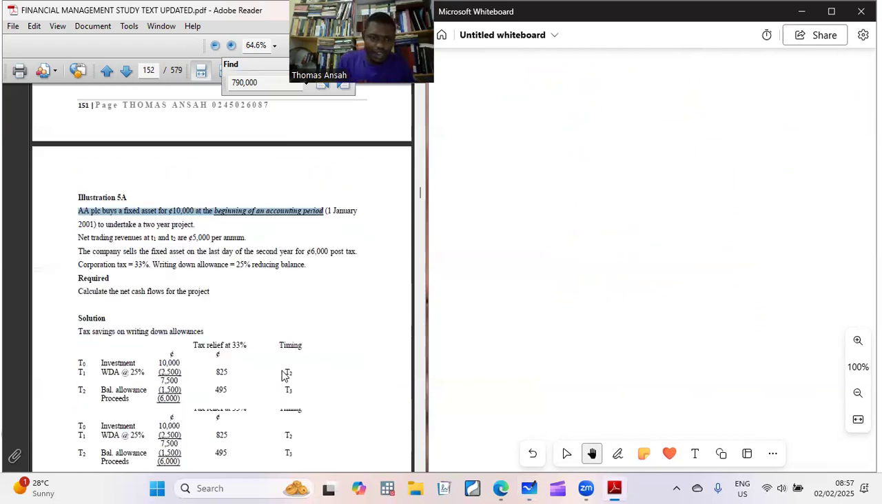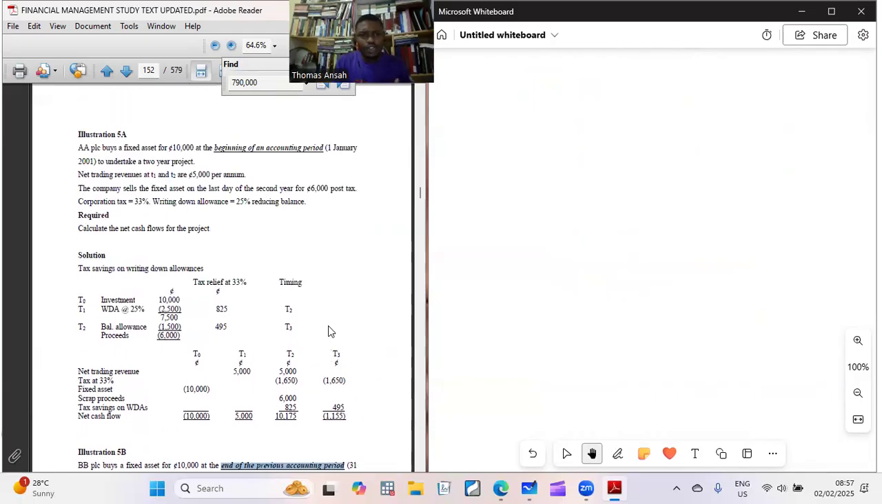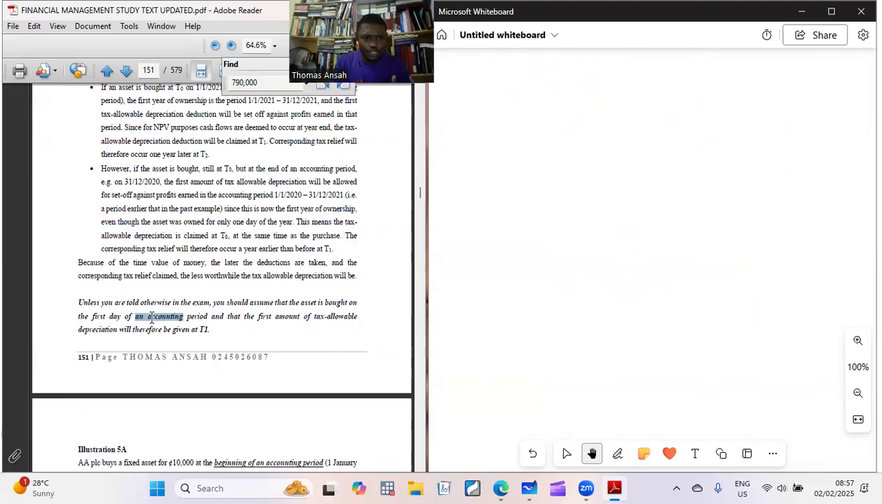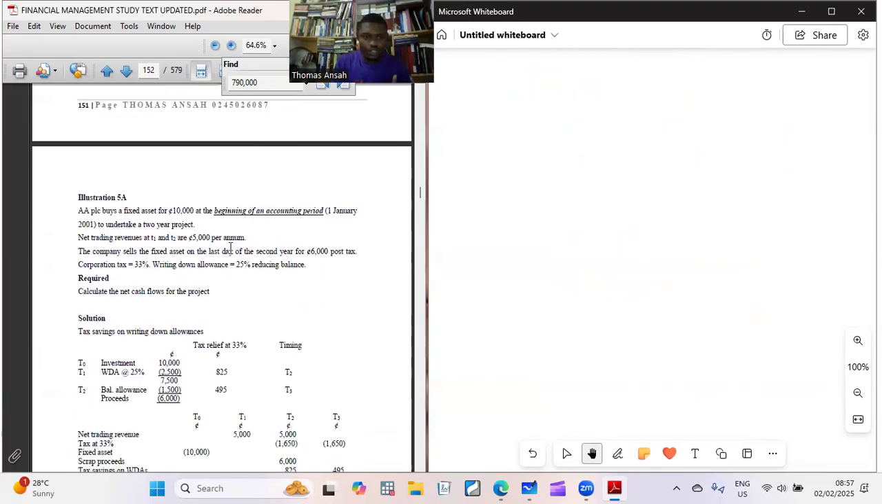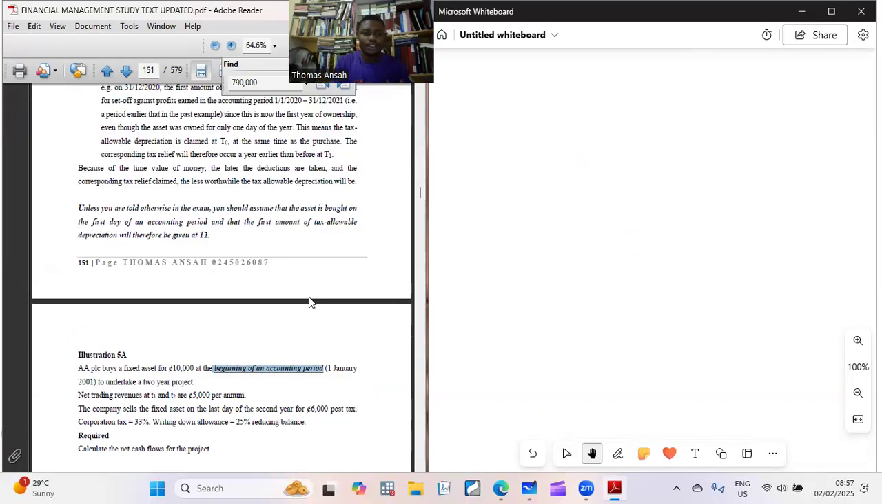You have it clear. But there will be another one: end of previous accounting year. So have you seen that? Whenever you are reading the question, take note of that. If the question is not clear, we are saying assume that it was bought at the first day of the accounting year. So therefore, you will always be assuming it like this. Now let's see how we work the thing. If you get a question where there is capital allowance, the first thing you must do is your workings for capital allowance. That's the first.